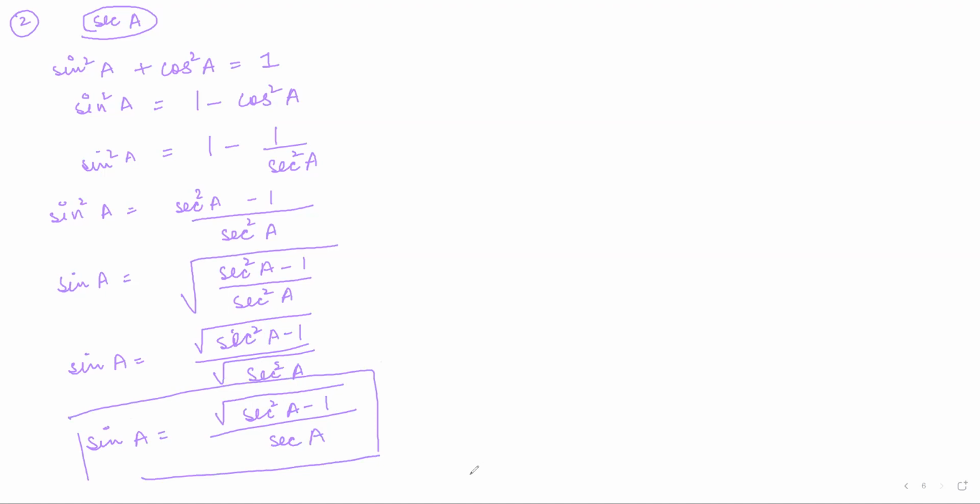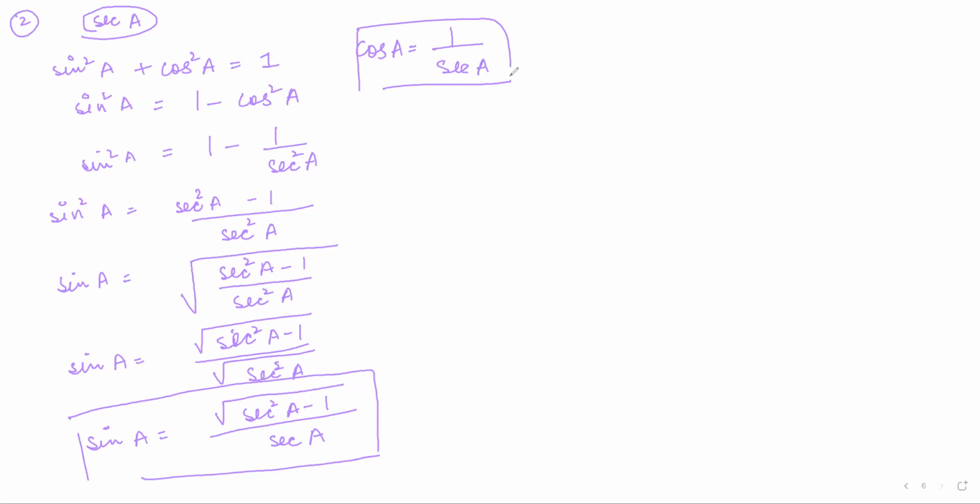Okay, next ratio is cos theta. Cos theta is simply the inverse of sec theta. So cos A is 1 upon sec A. So I have expressed cos A in terms of sec A. Right?